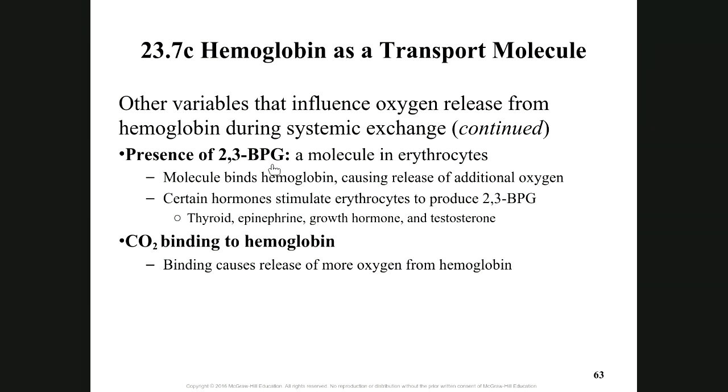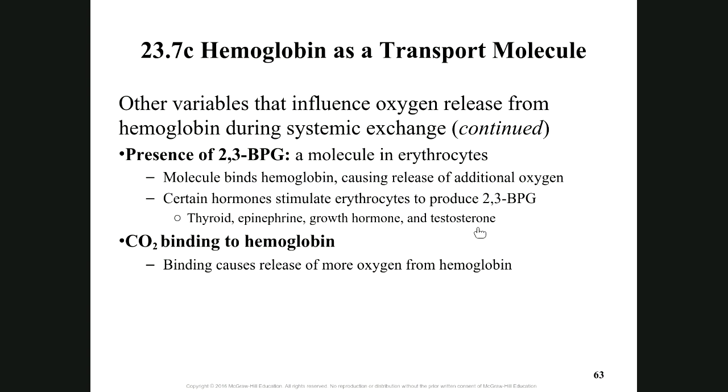So when your cell is very busy making ATP, it means that your cell needs more oxygen. So when you have more BPG, the tendency and the affinity of oxygen and hemoglobin decrease. Oxygen separates from hemoglobin, goes to your cell to make more ATP in your cell. Some hormones can increase the amount of BPG in our erythrocyte, like thyroid hormone, epinephrine, growth hormone, and testosterone.